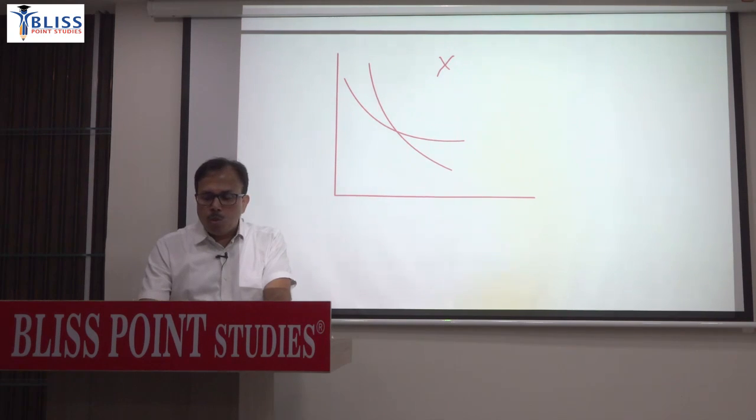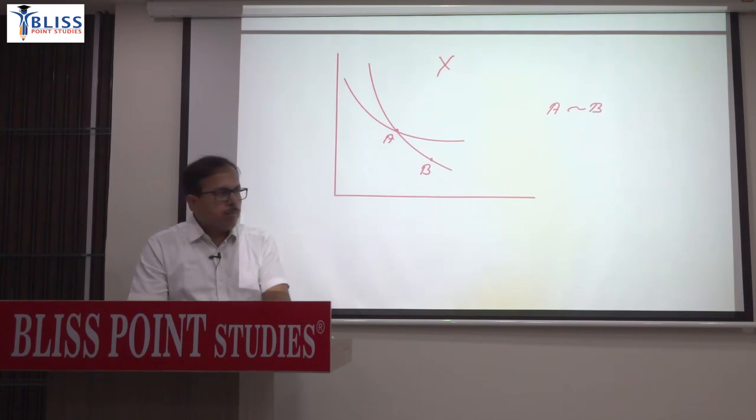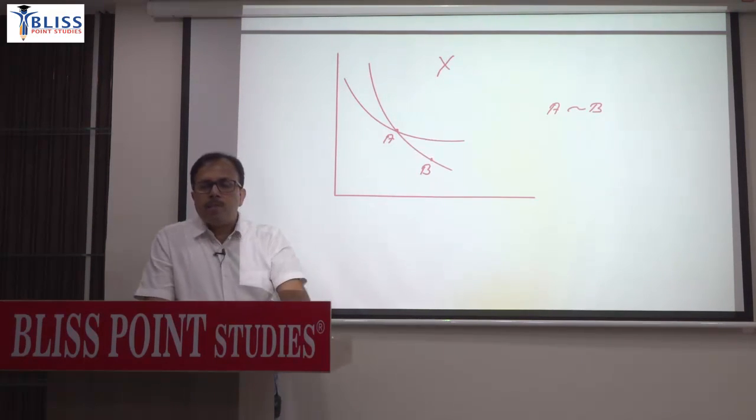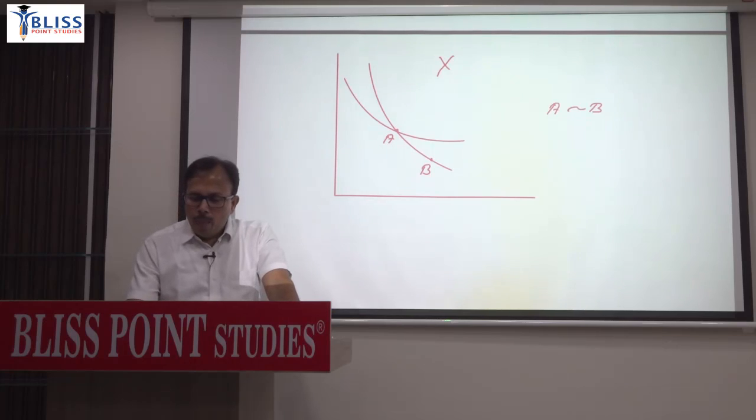Because if you cross two indifference curves, it will imply that if there is a point A here and point B here, the consumer is indifferent between point A and B because they are on the same indifference curve, and every point on the same indifference curve gives the same utility. Similarly, you can mark point C here. A and C are also on the same indifference curve.